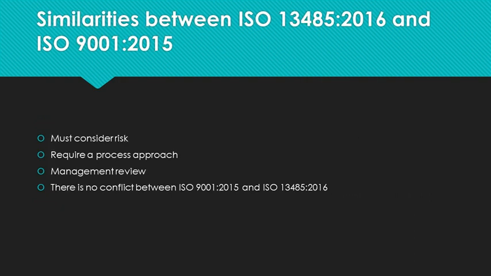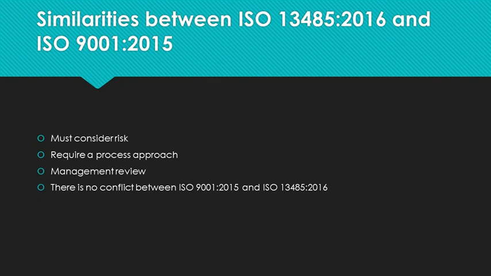Both new versions of the standard, ISO 9001-2015 and ISO 13485-2016, do have similarities. Both have an expectation for the organization to consider risk. Risk has always been an important element of ISO 13485. Both standards expect a process approach. Both standards utilize a management review for improvement in communication.